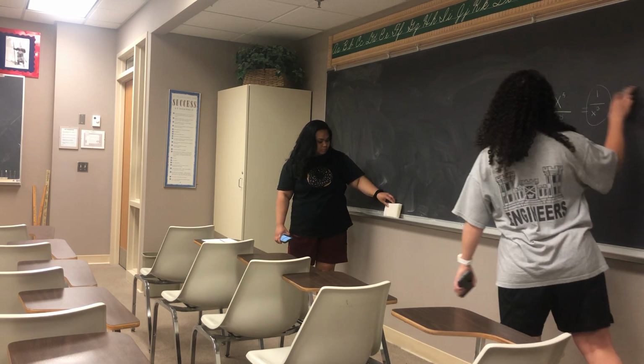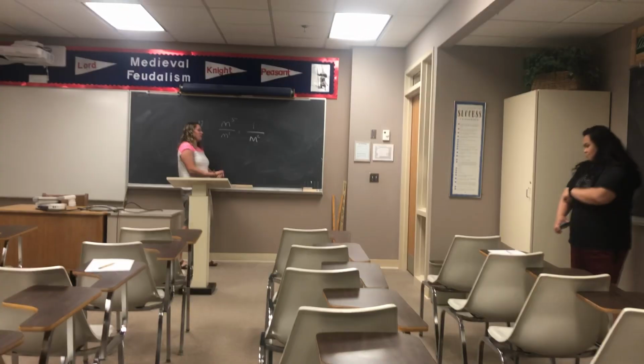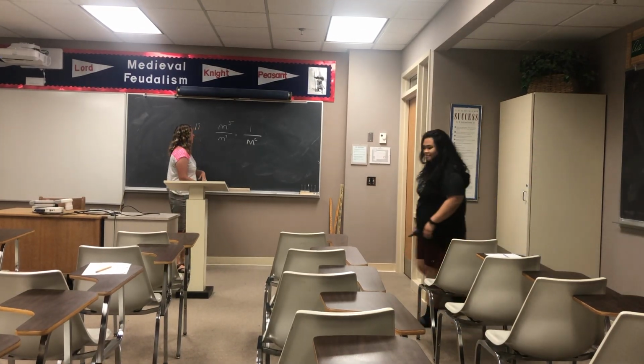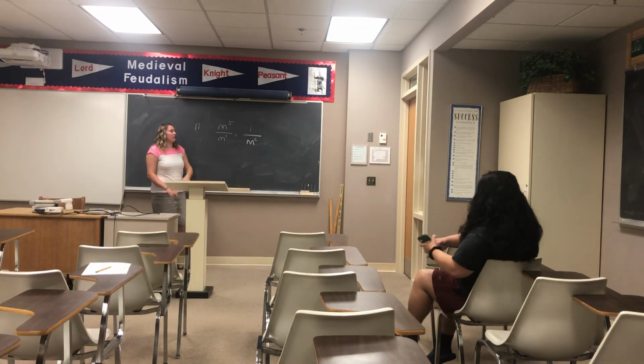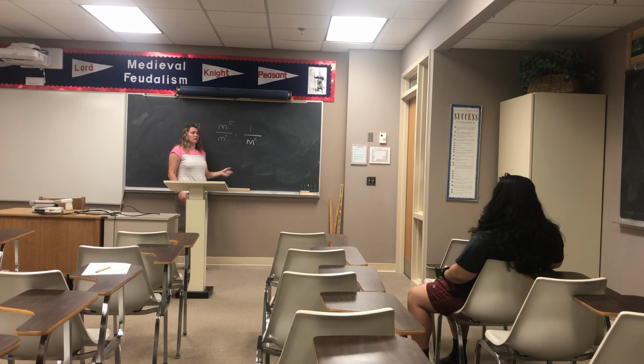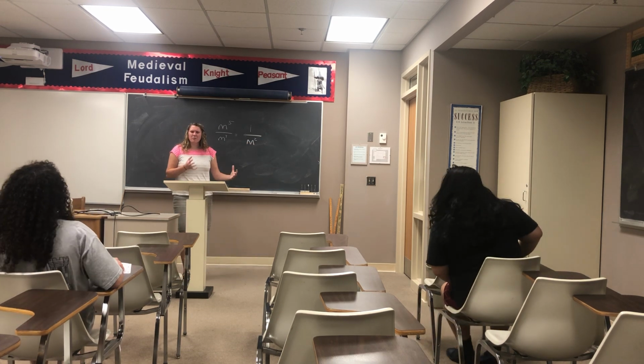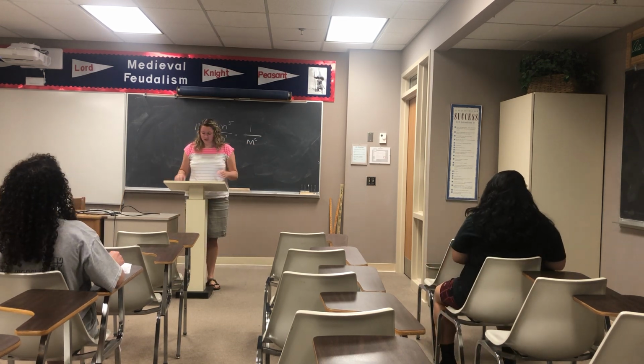I did number 17. I had m to the 5th over m to the 7th, and I know that 7 minus 5 is 2, and I knew I was going to have a fraction, so I got 1 over m squared. Great job on practicing those today. You really seem to get the hang of it.